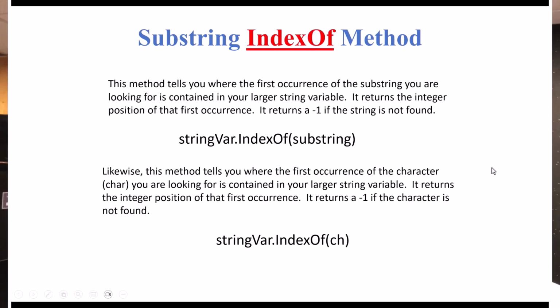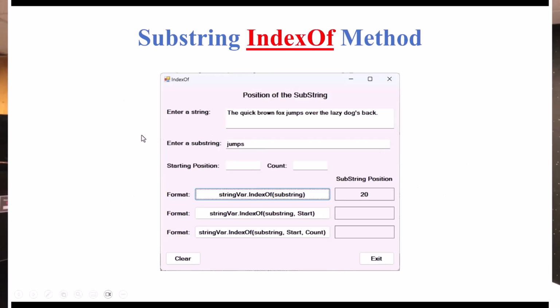If we look at a possible use of this thing, we can take the position in the quick brown fox jumps over lazy dog's back. We look for jumps in here, and if we're just looking for it, it'll give us the position of where it actually pops up, and that's in position 20 right here.